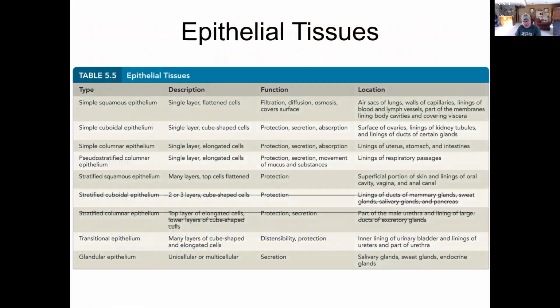In fact, here's a table which does a nice job summarizing the major types of epithelial tissue that we will be talking about. And I want to draw your attention to several of these that I've crossed out. So those you can omit. We're not going to talk about stratified cuboidal or stratified columnar. We will talk about these other, 2, 4, 6, 7 types of epithelia.